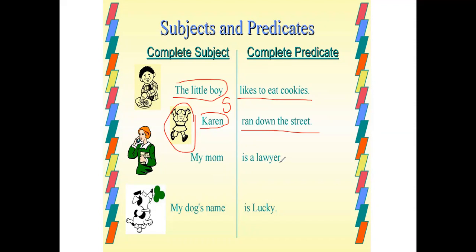My mom is a lawyer. Who is the sentence about? It's about my mom. What about her? She is a lawyer. So is a lawyer is the predicate. My dog's name is Lucky. What about your dog's name? Is Lucky. So is Lucky is the predicate.